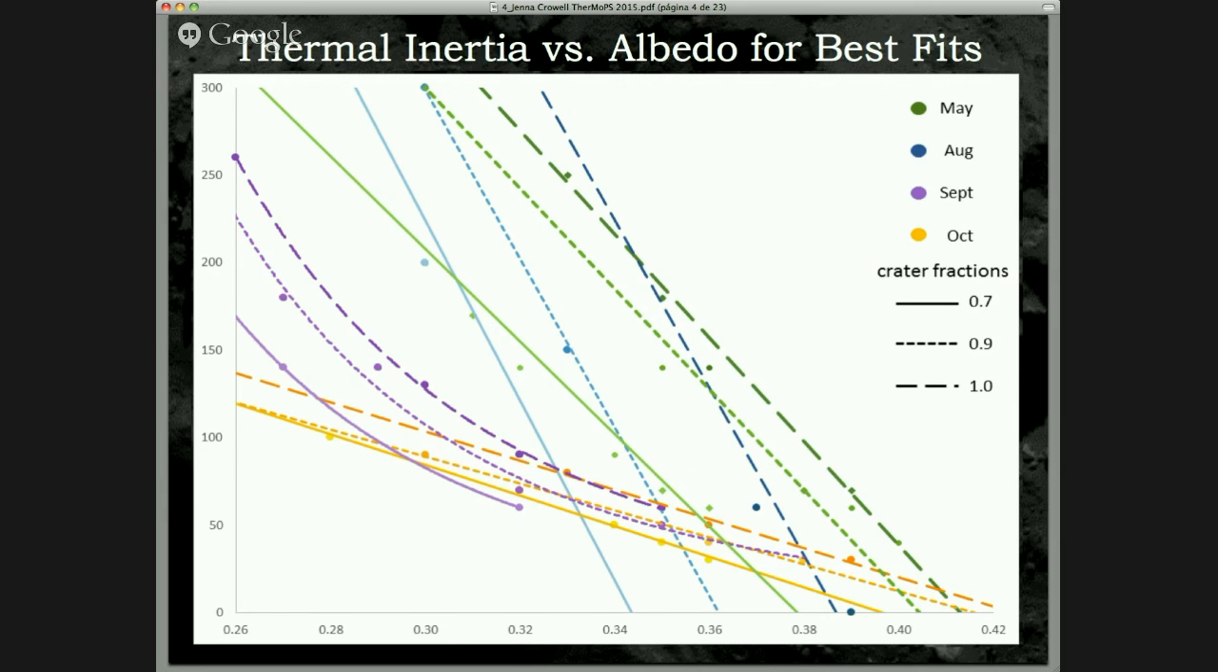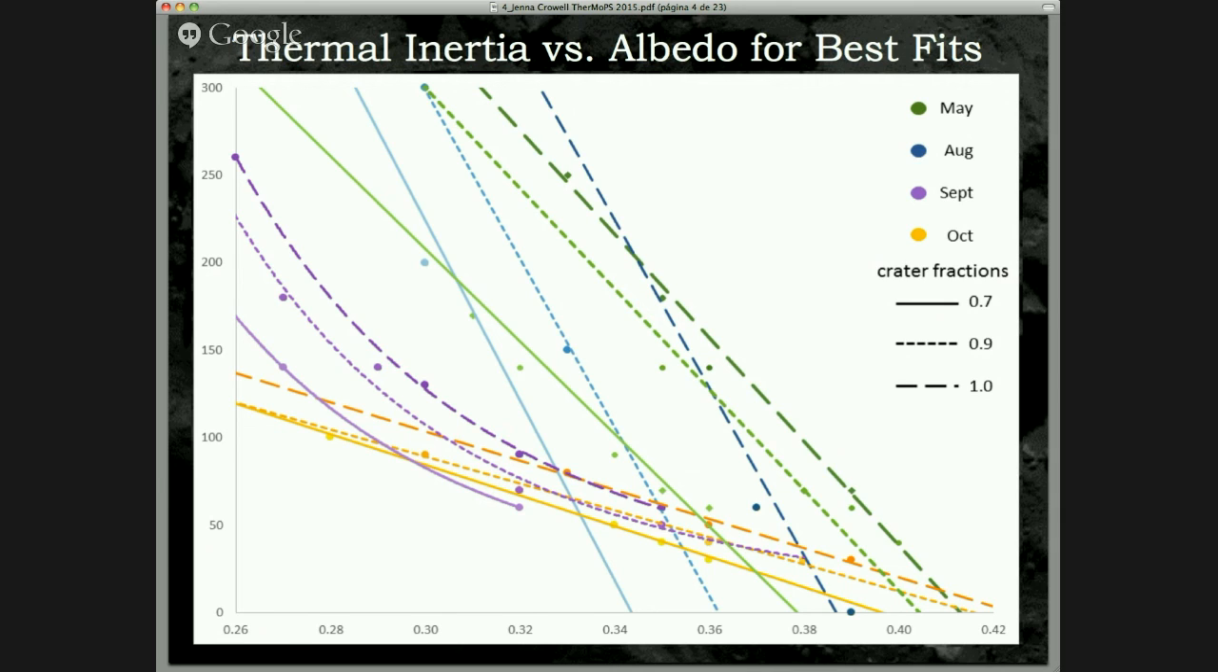So like I said, the May is the green data. August is going to be the blue data. September is the one that it started curving a little bit earlier than the rest of the data. And so it wasn't really efficient to model it as being linear. And then October is this orange data here.